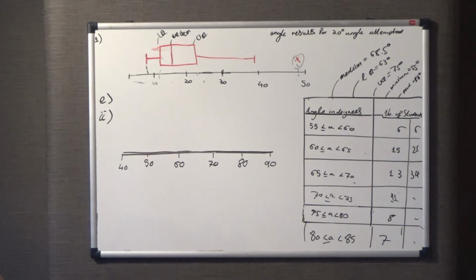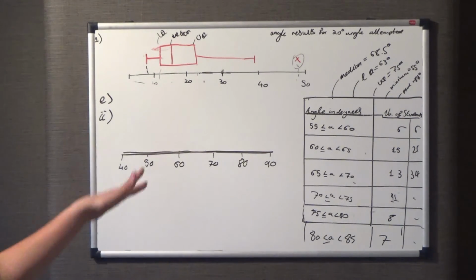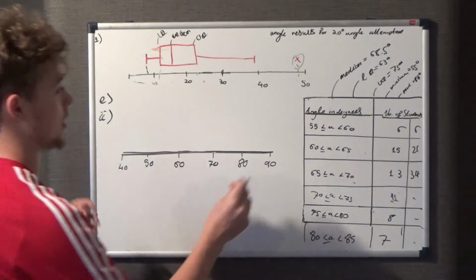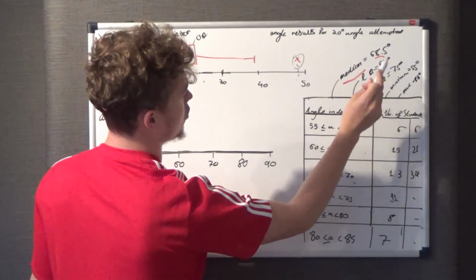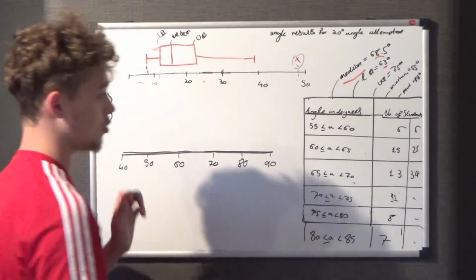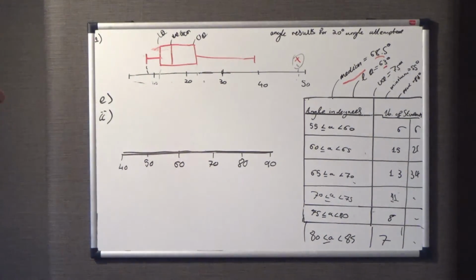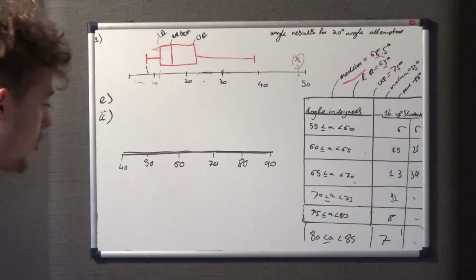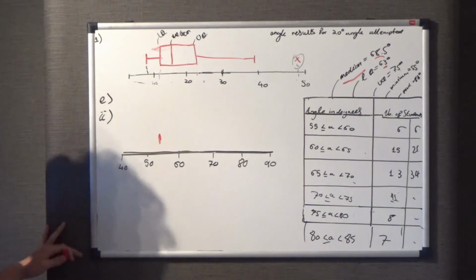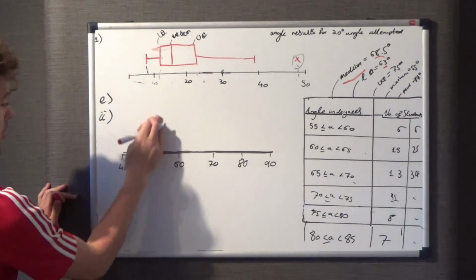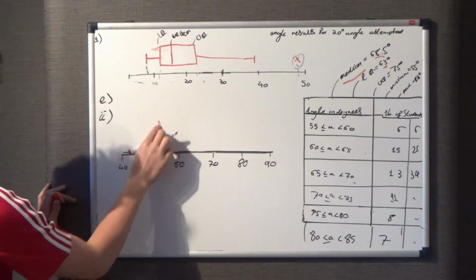So all we have to do now is draw a similar kind of box plot to this, but for our 70 degree angle. Using all this information: the median is 68.5, the lower quartile is 63, the upper quartile is 75, the lowest recorded value is 55, and the maximum value is 84. So quite clearly we start at 55. Obviously you can be a lot more accurate than I can.